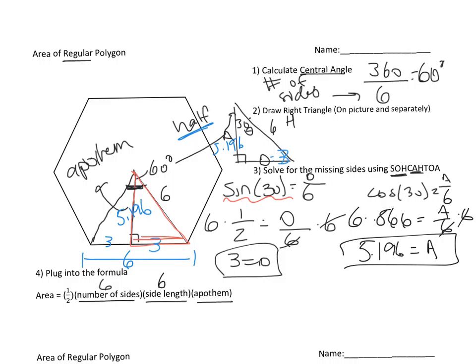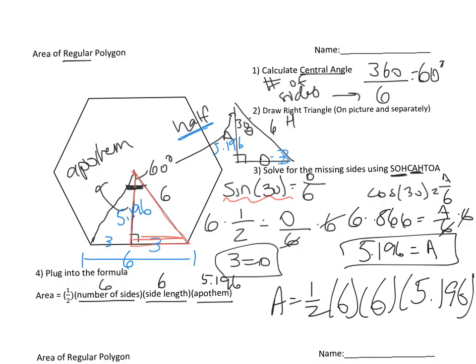Okay, so the side length is 6, and the apothem we found, which is the height of that triangle, is 5.196. So my area equals 1/2, 6 times 6 times 5.196. So 6 times 6 times 1/2 times 5.196 is going to give me an area of 93.528 units squared.